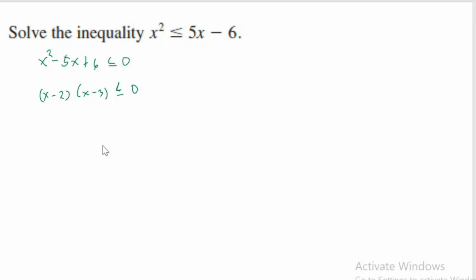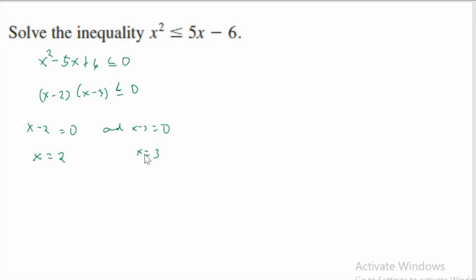And the third step is that we're going to find the intervals. So the factors of the left-hand side now are x minus 2 and x minus 3. These factors are 0 when x is 2 and 3 respectively. So let us try to equate this first to 0. So I will say x minus 2 is equal to 0 and x minus 3 is equal to 0 and solve for x. So x now is equal to 2 and x is equal to 3.